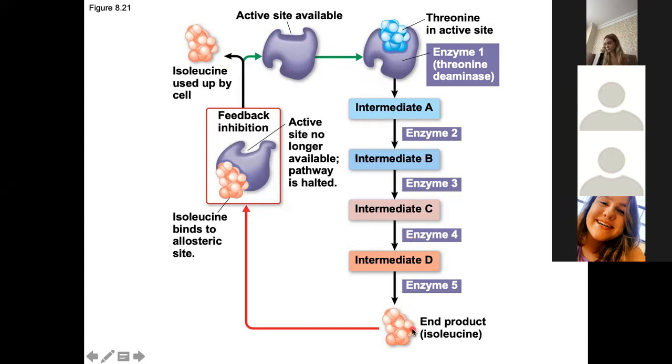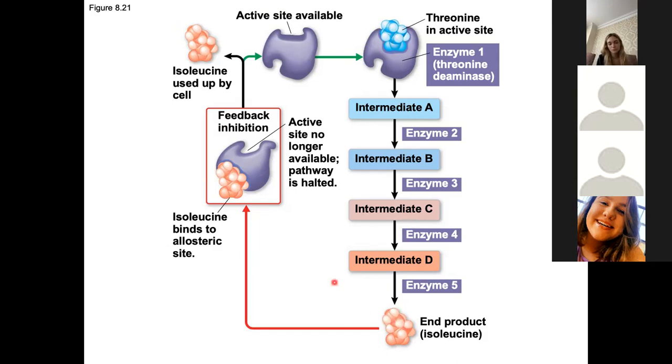and start the pathway. So this is a very neat way for this pathway to be controlled by the concentration of its end product. The cell needs isoleucine for something. It is using isoleucine up the whole time, so the cell has to make isoleucine. It does so by taking threonine, pushing it through this pathway, and producing isoleucine. But the cell only needs just enough isoleucine. It doesn't need more, and more isoleucine than it can use is a waste.